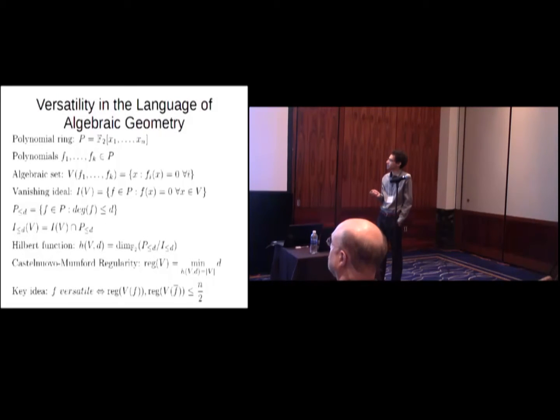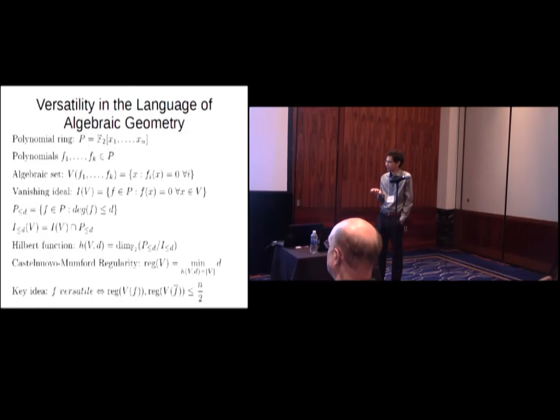What I'm interested in is simply noting that versatile actually has a very natural interpretation in terms of some very deep quantities from algebraic geometry, namely the Hilbert function and Castelnuovo-Mumford regularity. I don't seem to have very much time left, so I just want to very briefly state, rather than going through the whole definition, that a function is versatile precisely when a certain quantity called regularity, or Castelnuovo-Mumford regularity, meets a certain property.